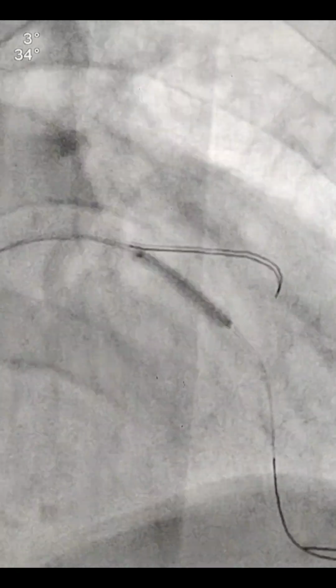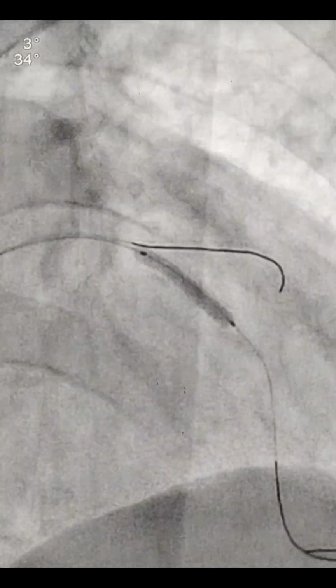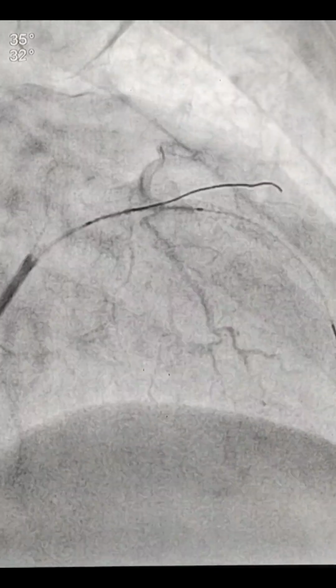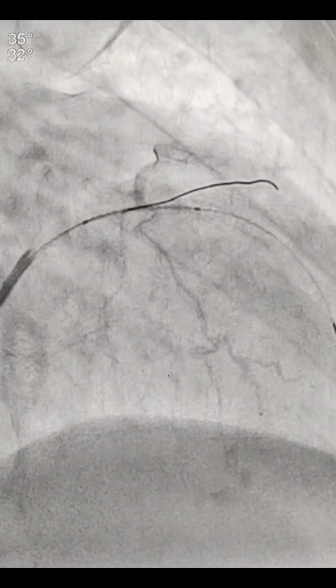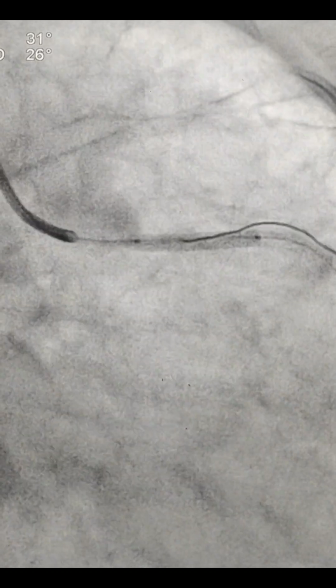And this stent was deployed at 14 atmospheric pressure. The nominal was 8, RBP was 16. And this was the second stent, diameter 3 into 18, deployed at 14 atmospheric pressure. 8 was nominal and 16 was RBP.